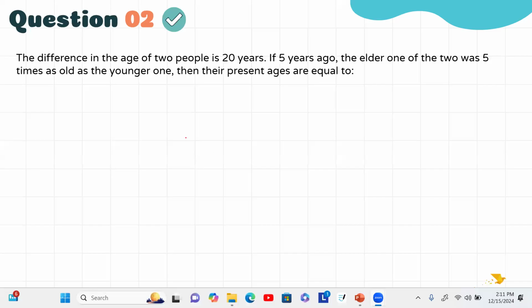So let's try this. So difference in the age of two people is 20 years. So let's say younger one is X years, elder one is X plus 20. Or you can do it like this as well, that elder one is X years and younger one is X minus 20. It's the same thing. Ultimately, we have to keep the difference as 20.